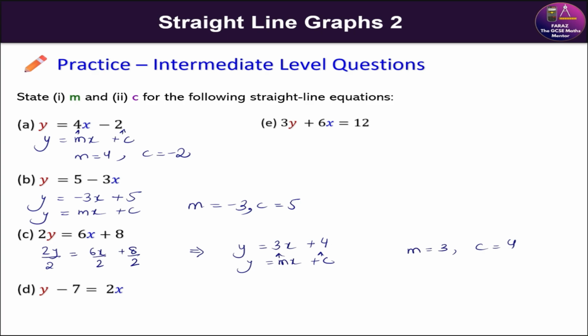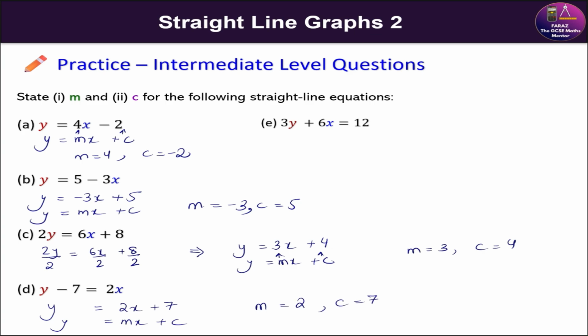In part D, y minus 7 equals 2x. This one's sneaky. Let's add 7 to both sides. So y equals minus 7 plus 7, that would be 0 here, and therefore 2x plus 7. And then m is 2 there and c is 7. y equals mx plus c. m is 2 there and c equals 7.